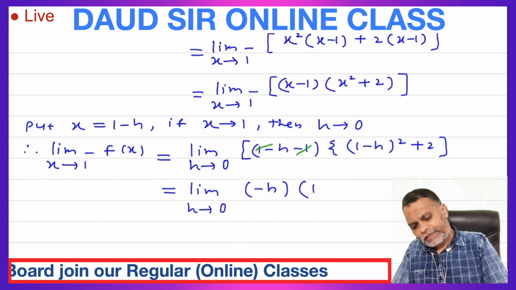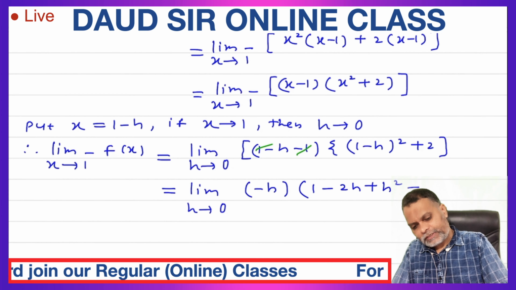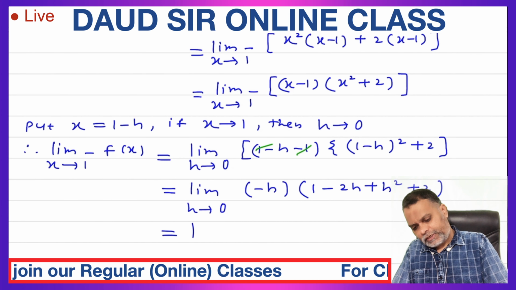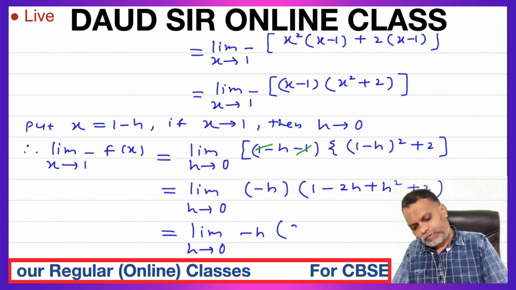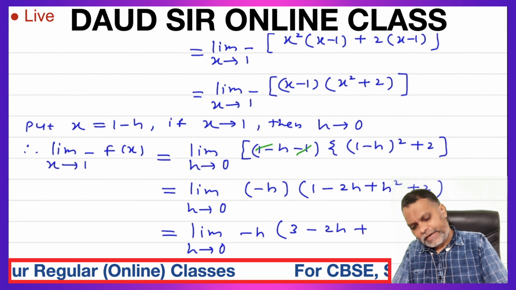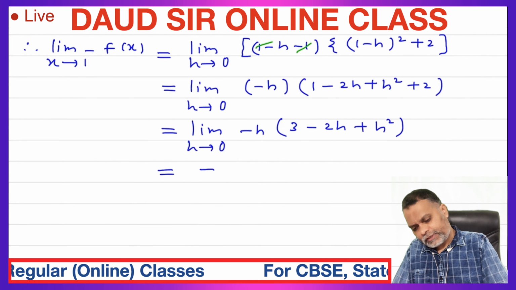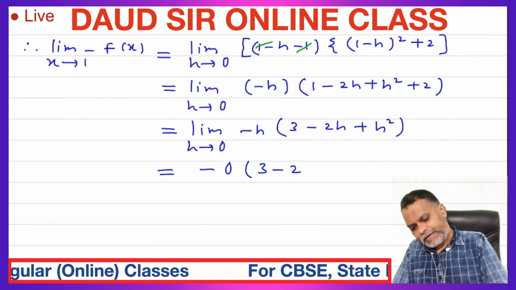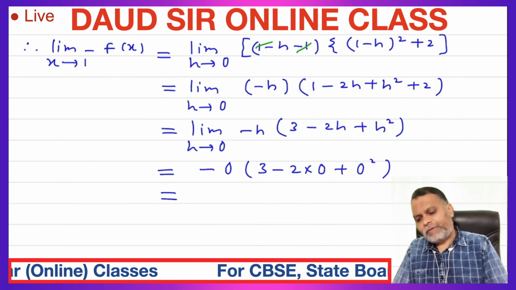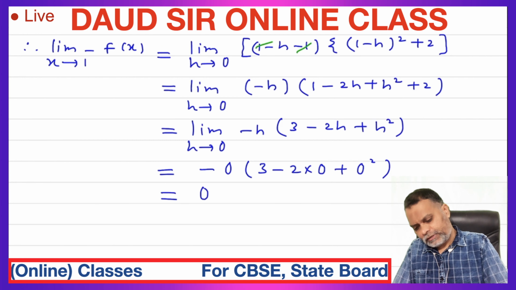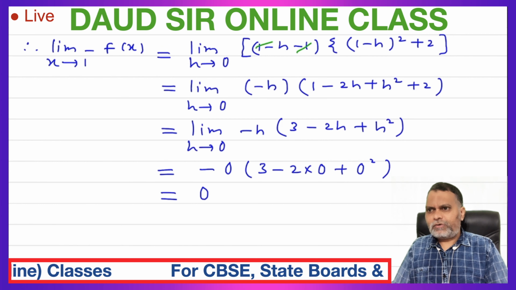Open this by using the identity a square minus 2ab plus b square, which is equal to limit h tends to 0 of minus h times (1 plus 2) times (3 minus 2h plus h square). Now substitute h is equal to 0. So this is minus 0 into (3 minus 2 into 0 plus 0 square). When we multiply by 0, it will become 0 only. 0 is neither positive nor negative, so no need to put the sign, only 0.